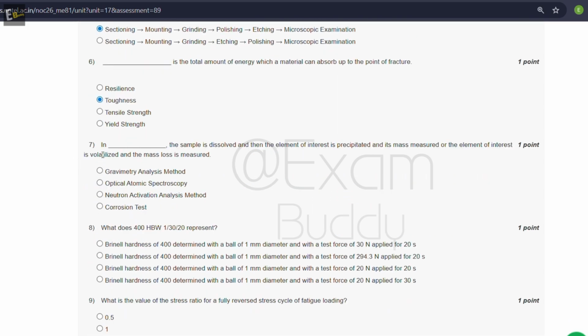Question number 7, in blank the sample is dissolved and then the element of interest is precipitated and its mass measured, or the element of interest is volatilized and the mass loss is measured. Option A, gravimetry analysis method. Option B, optical atomic spectrography. Option C, neutron activation analysis method. Or option D, corrosion test. So the answer is option A, gravimetry analysis method.